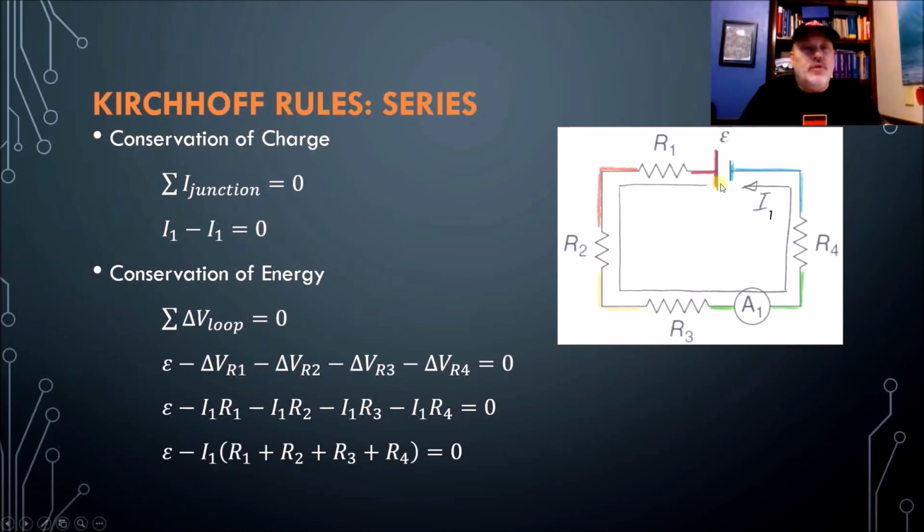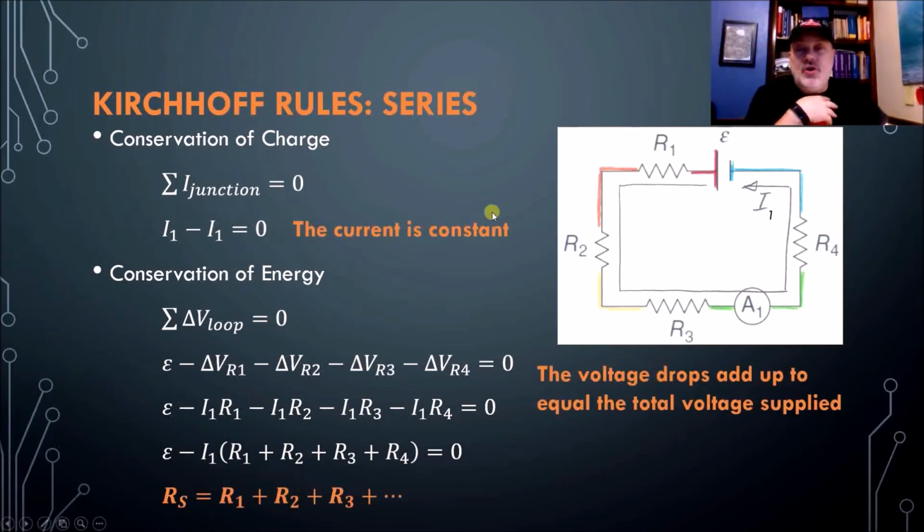But the loop rule, as we go around, I'm going to start here at the low end and go in the direction of the current. So I'm going to have a plus EMF as I go through the battery right here. And then I'm going to have a minus delta V going through resistor 1, 2, 3, and 4. So there it is written out. Now, remember, delta V equals I times R. So I1 R1, I1 R2, so forth and so on. Since the current is the same for each one, I can factor it out, and look what I get. I get this idea that the resistors in series all add up to be the total.